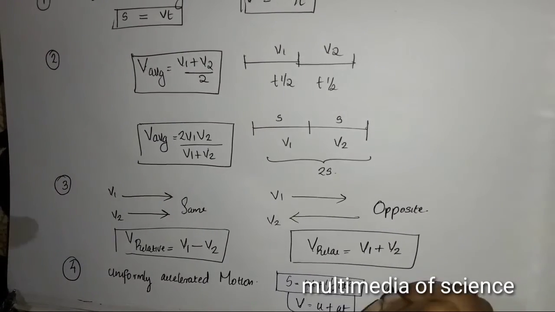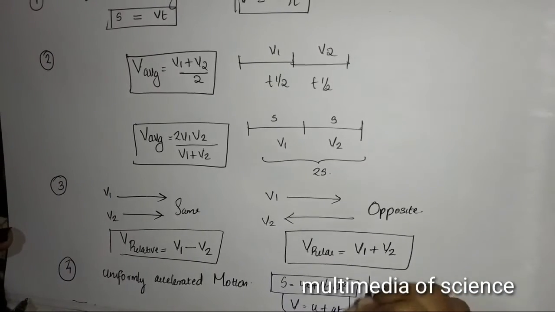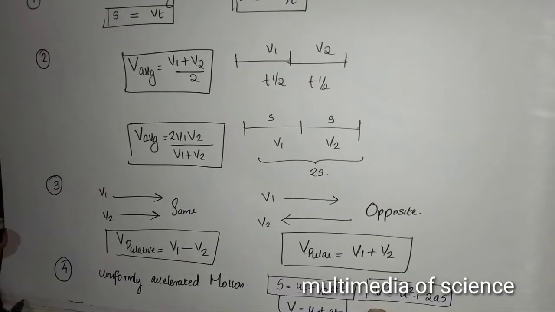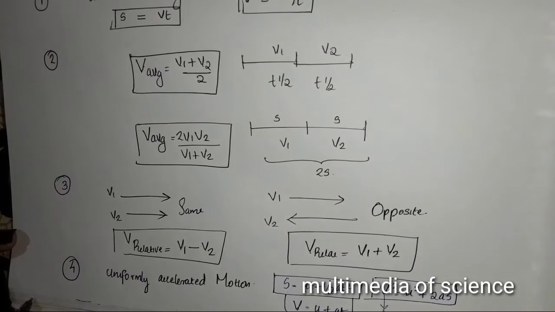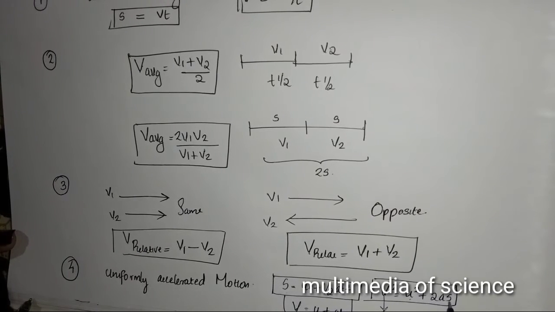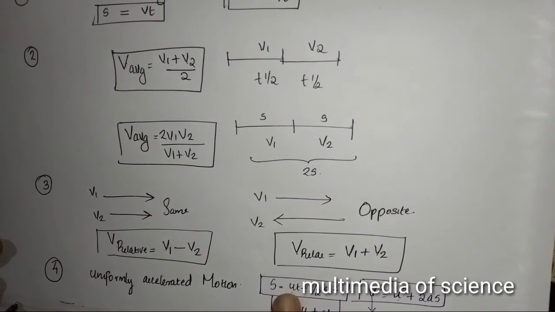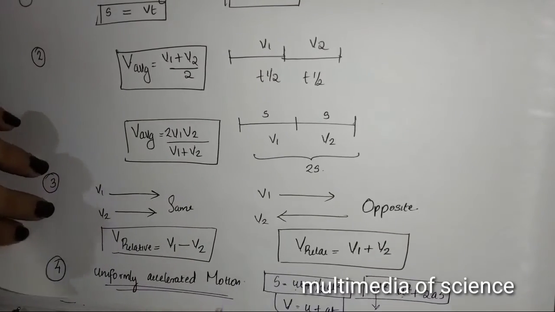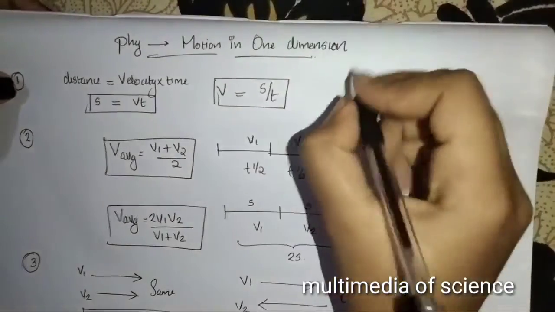Next equation, v square is equal to u square plus 2as. These three equations are commonly used in the 10th class. What is meant by v? The final velocity; u, the initial velocity; a, acceleration; s, the displacement or distance. Okay, these are the general equations regarding uniformly accelerated motion.